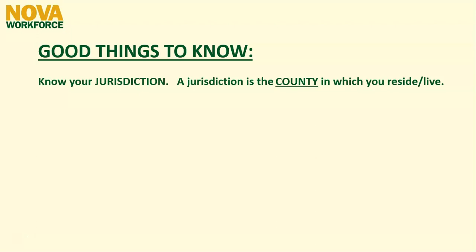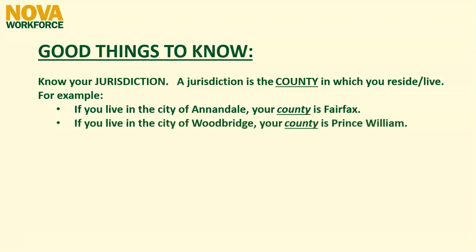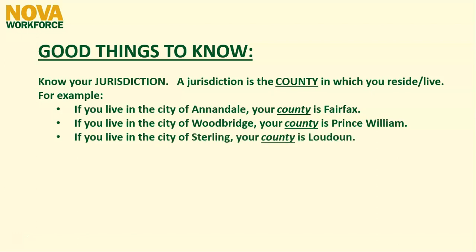What is a jurisdiction? A jurisdiction is the county in which you reside or live. For example, if you live in the city of Annandale, your county is Fairfax. If you live in the city of Woodbridge, your county is Prince William. If you live in the city of Sterling, your county is Loudoun.